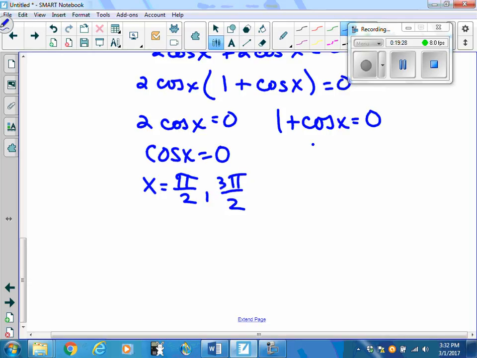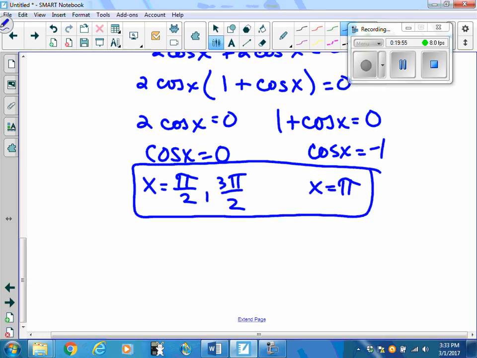And then for this guy, we're going to subtract 1. We want to know where cosine of x is negative 1. And that happens at pi. So there are my solutions.